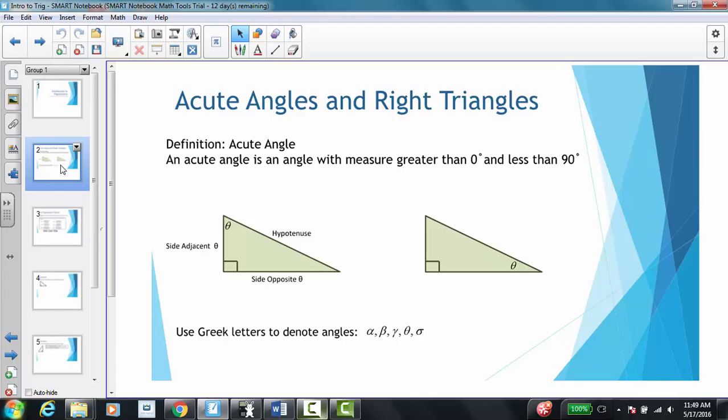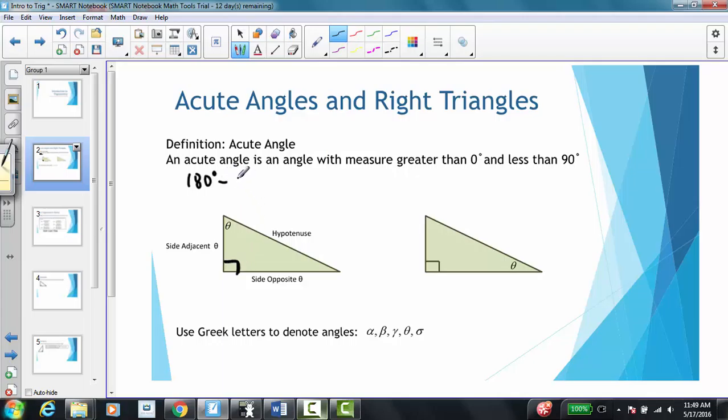An acute angle is an angle with measure greater than 0 and less than 90 degrees. So if you look at my triangle here, here is my 90-degree angle. And if you remember, all of the angles in a triangle have to sum to equal 180 degrees. So if I always have a right angle here, I'm going to have 180 minus 90 degrees, which equals 90 degrees.